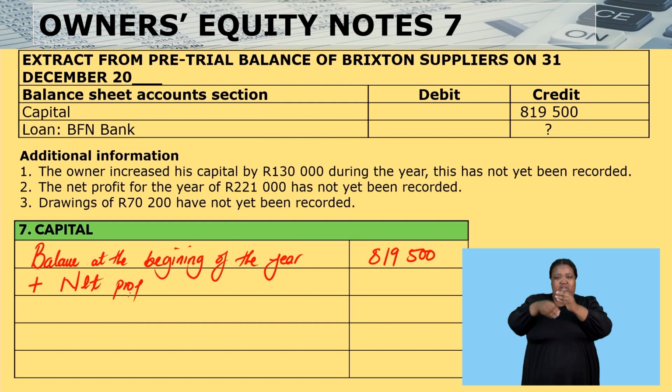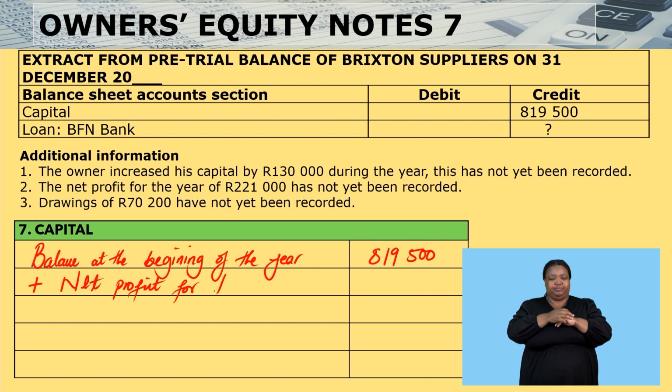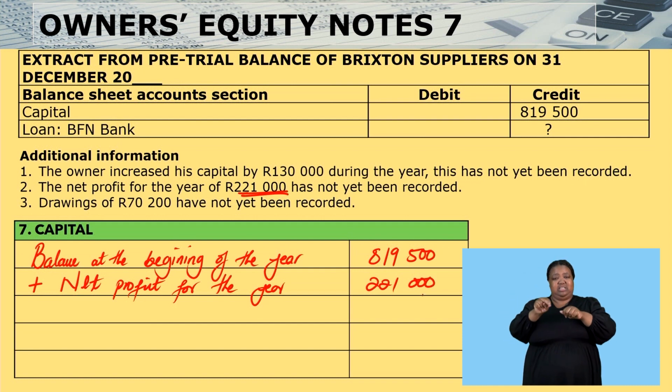Then I will come and add my net profit for the year. My net profit for the year is 221,000. There it is. So I'm coming to add that, the net profit for the year. Remember, the net profit is going to increase the owner's equity. We add it now to the balance at the beginning.